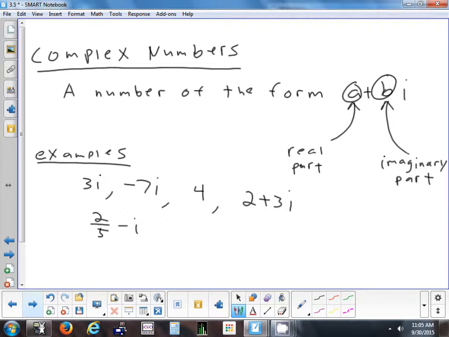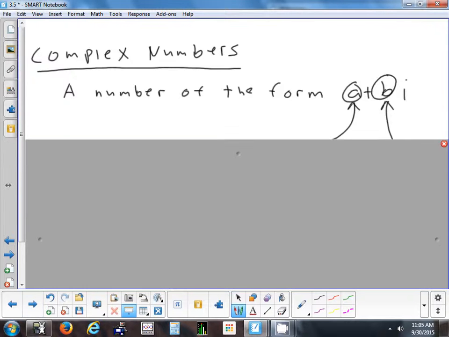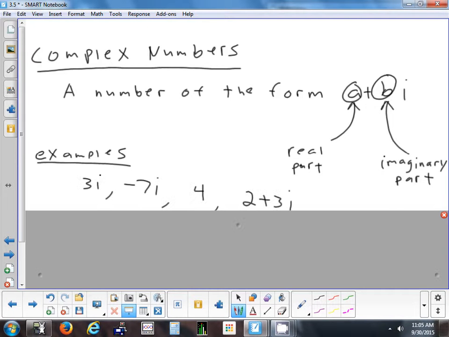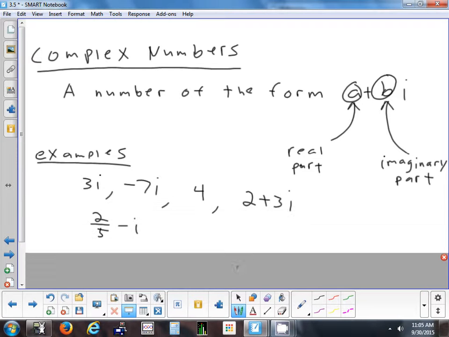All right, so complex numbers, we usually write them in the form a plus bi. We have a real part and then an imaginary part. The real part is a, the imaginary part is b. So here's some examples of complex numbers: 3i, negative 7i, 4. 4 is considered a complex number. 2 plus 3i, that's a complex number. And 2/5 minus i.